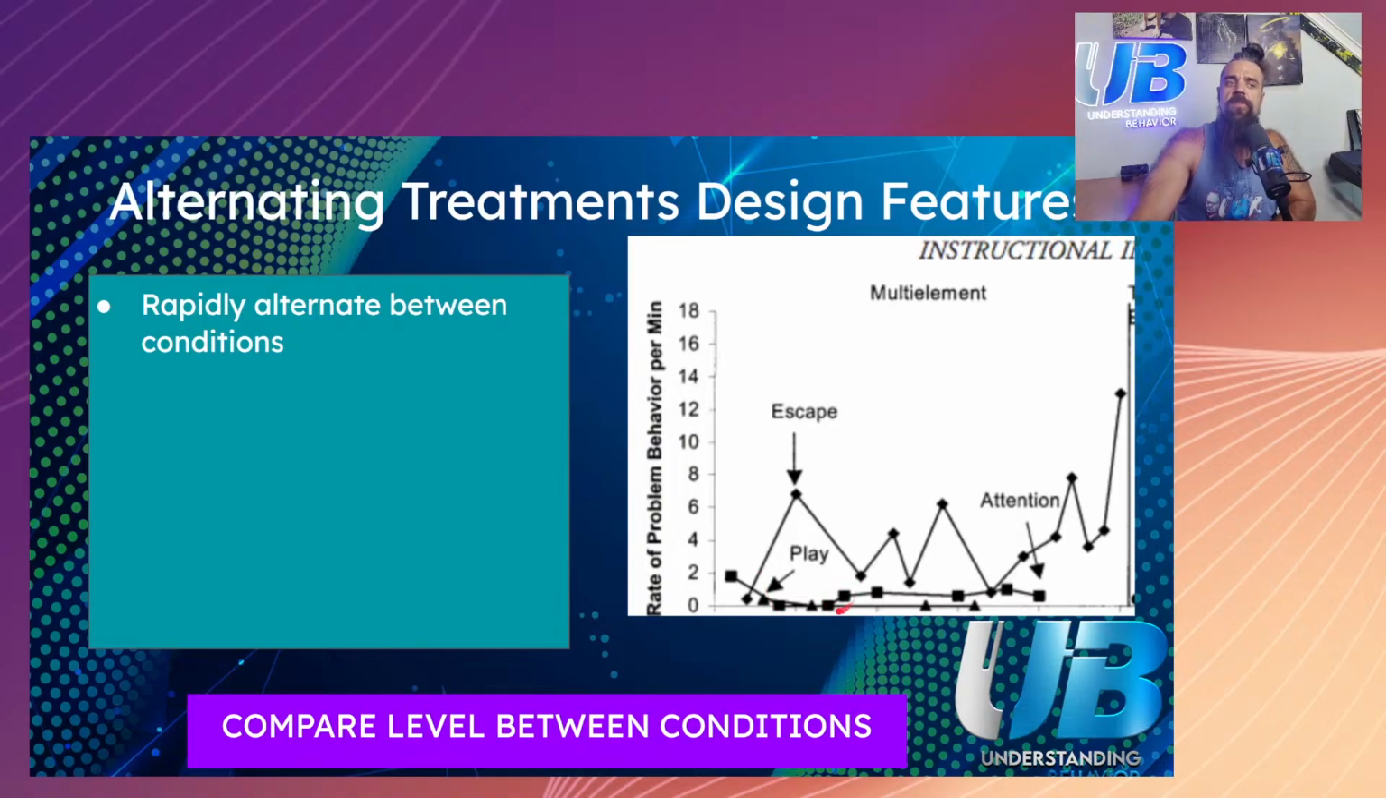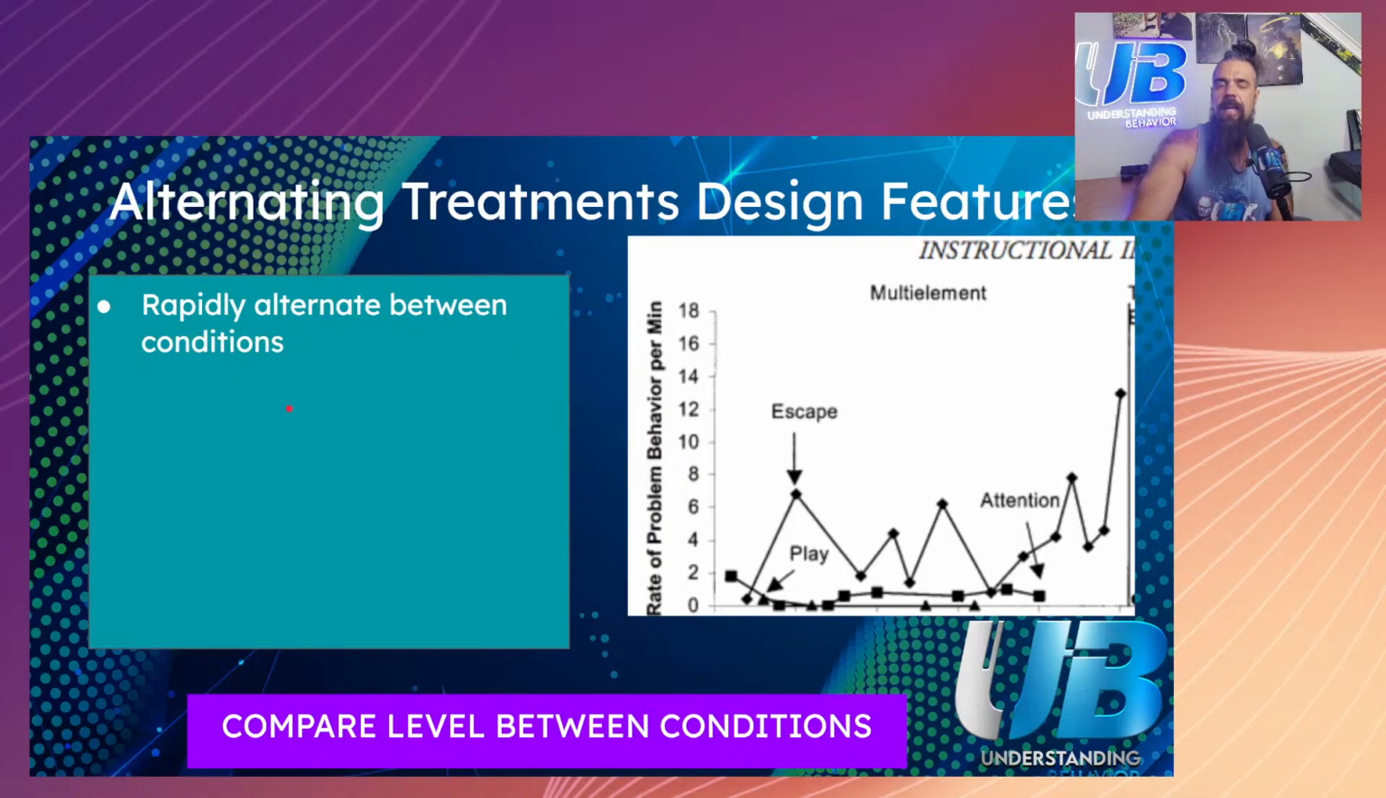So pretty much every session we're changing it up. Well, we did do two squares here. That's totally fine. You can do two in a row, not a big deal. Sometimes that helps with experimental control. We won't get that deep today. But pretty much every session we're switching up what condition we're running. So again, the main thing you need to focus on is rapidly alternating between conditions.